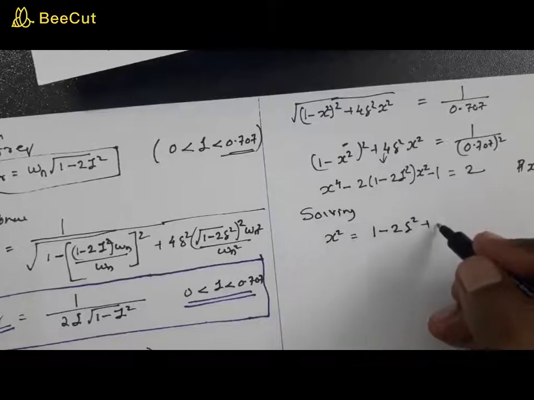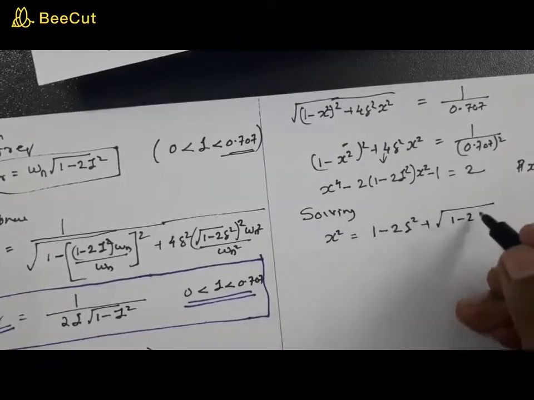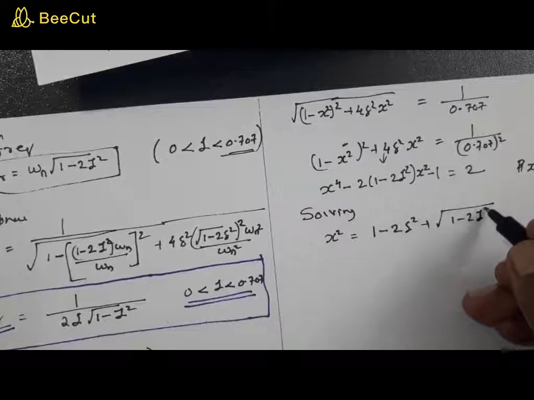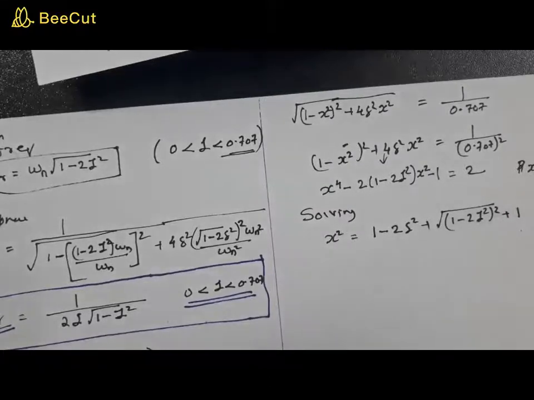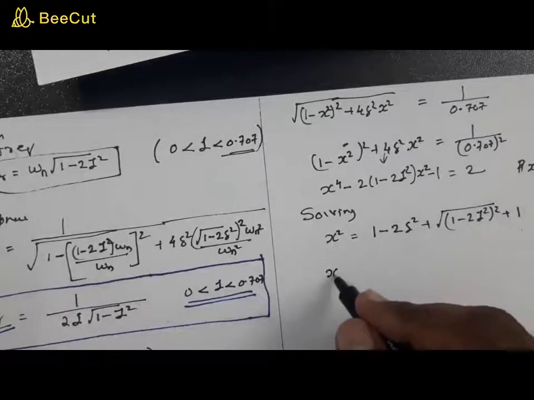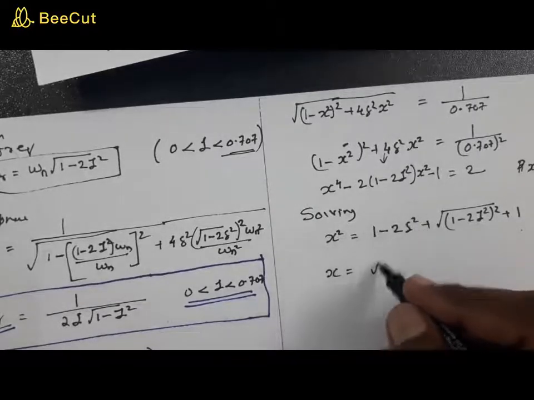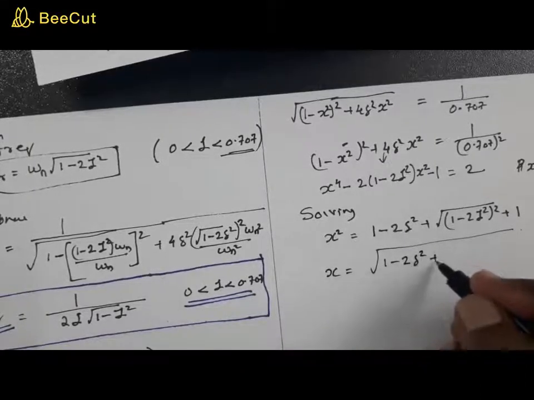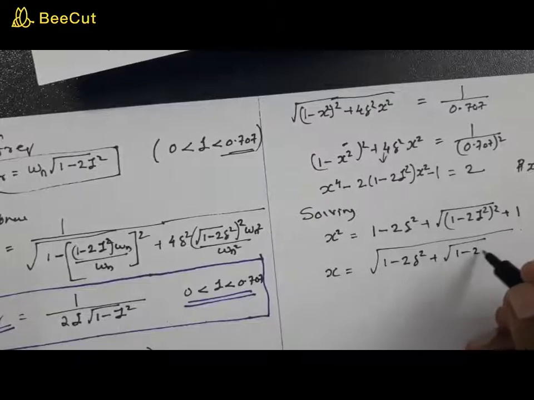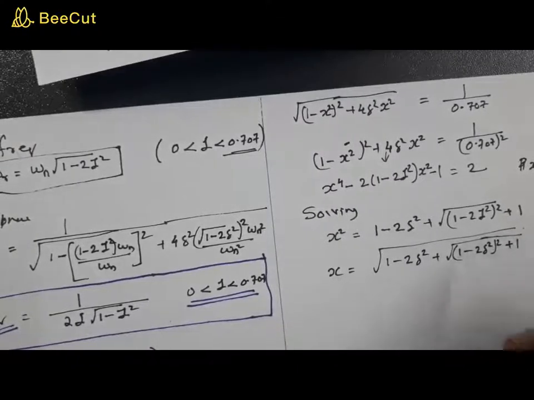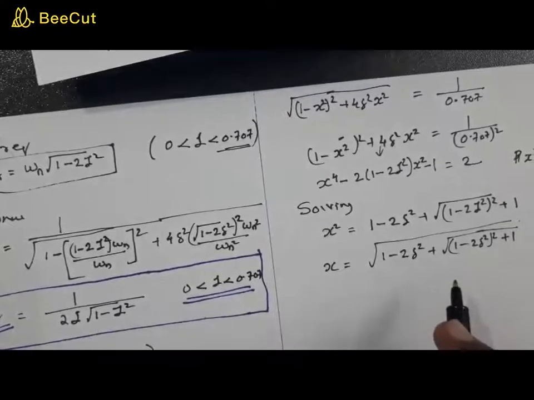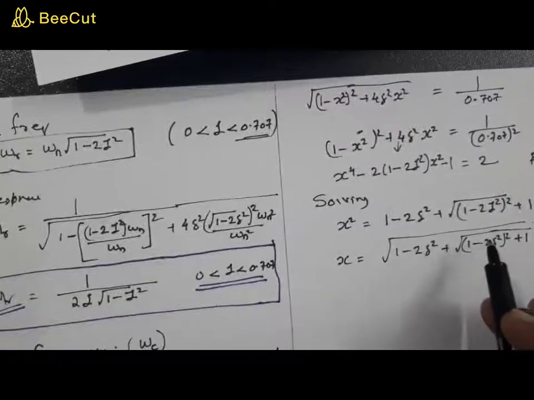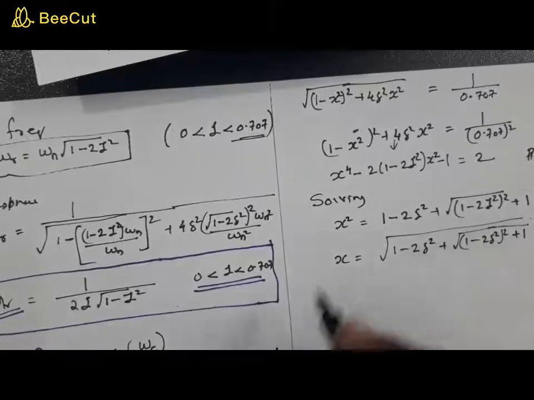So plus root of (1 minus 2 zeta square) the whole square plus 1. So what will be x? x will be root of 1 minus 2 zeta square plus root of (1 minus 2 zeta square) the whole square inside this root, plus 1. You can expand this.